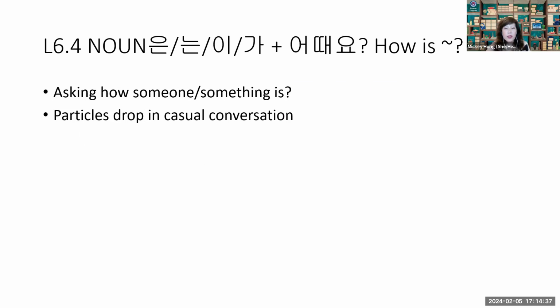This is a very important grammar, even if it's very short. This is now how you ask people how something is. You refer to the thing you want to ask about with 은는, 이가. 은는 would be asked for, and 이가 would be just general. How's this? How's that?